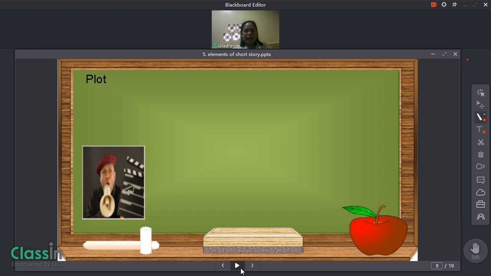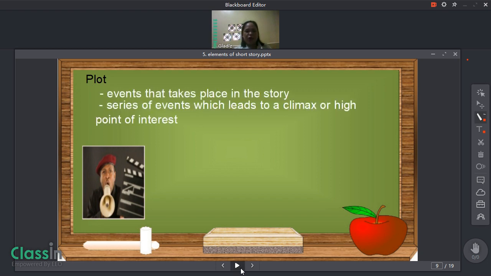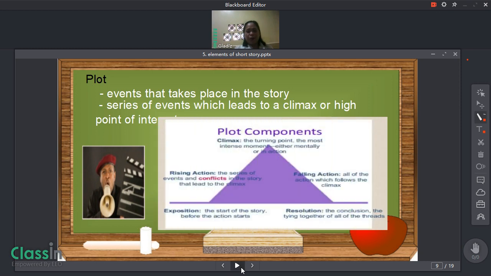Okay, and then we have the plot. The plot is the events that take place in the story, or a series of events which leads to a climax or high point of interest. So let's see the plot components, class. It uses a triangle. In the base part of the triangle, we can see the exposition, which is the start of the story before the action starts. In the exposition, we can see the setting, the characters, and the background of the story.